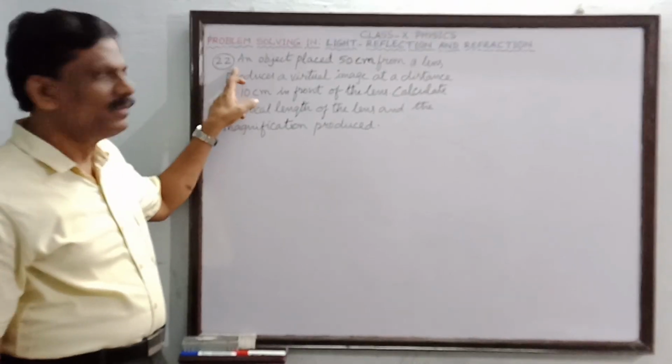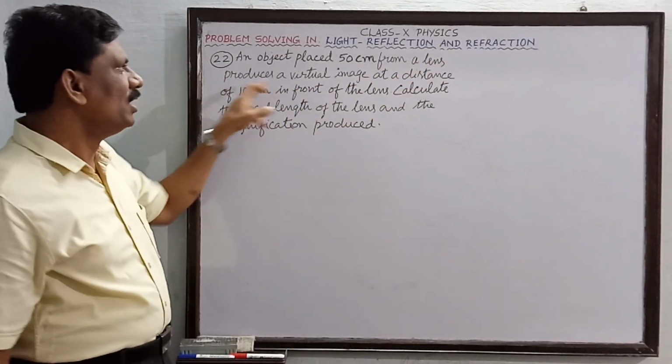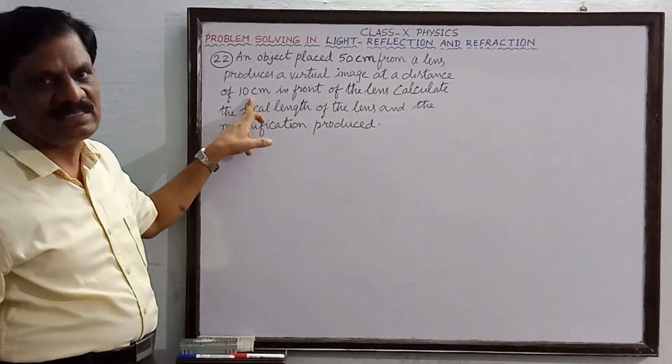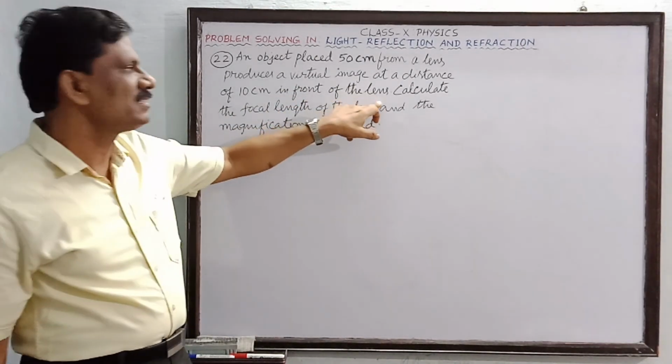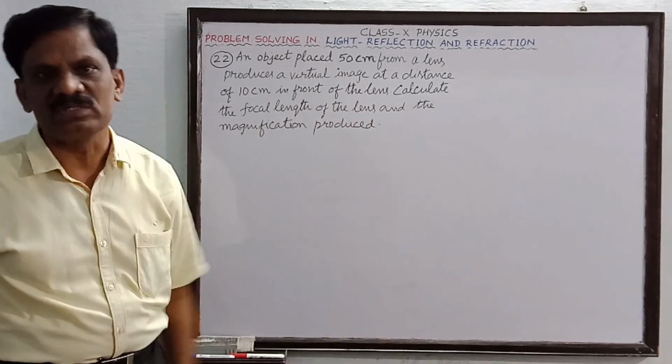Problem number 22. An object placed 50 centimeter from a lens produces a virtual image at a distance of 10 centimeter in front of the lens. It is given in front of the lens. Calculate the focal length of the lens and the magnification produced.